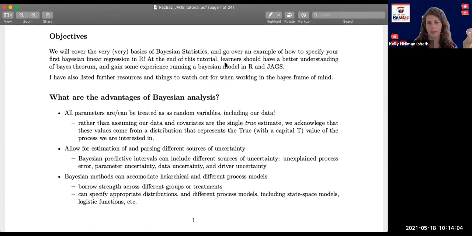And at the end of the tutorial, my hope is that you're going to have a better understanding of Bayes' theorem, as well as get some experience running a Bayesian model in R and JAGS, which, as Jessica pointed out, is called just another Gibbs sampler, which is a way of doing MCMC sampling in R. And we'll talk a little bit more about that later. And then at the end, we have a bunch of further resources, as well as some things to watch out for.